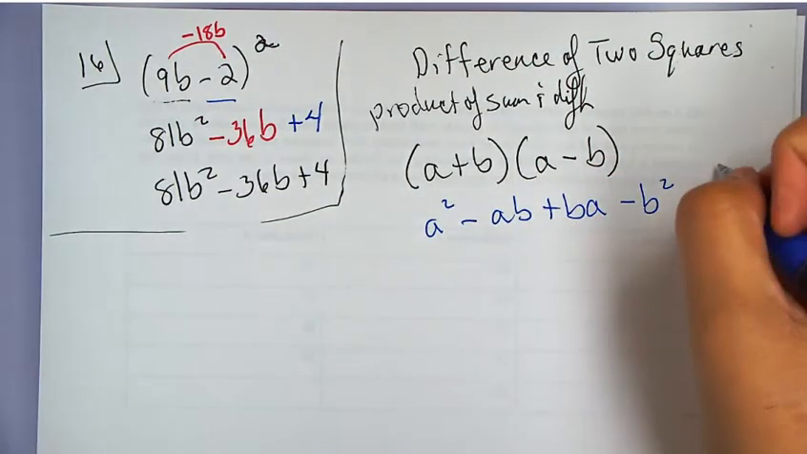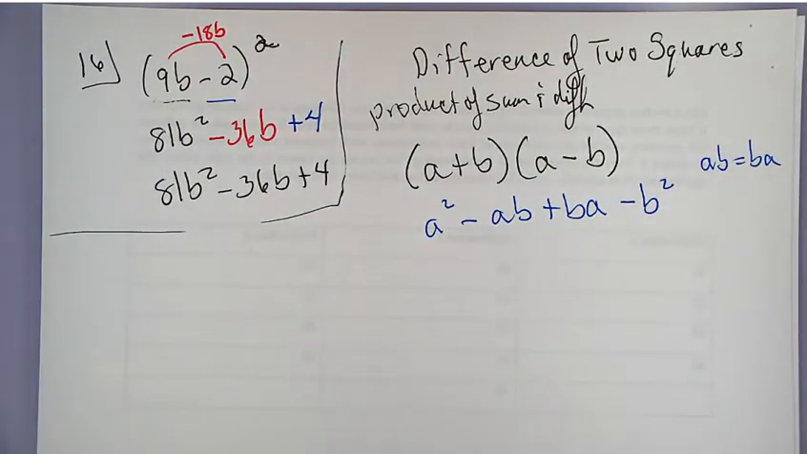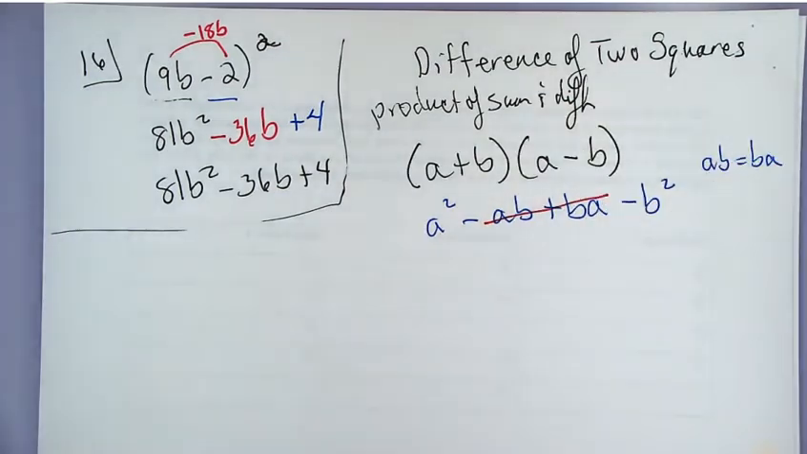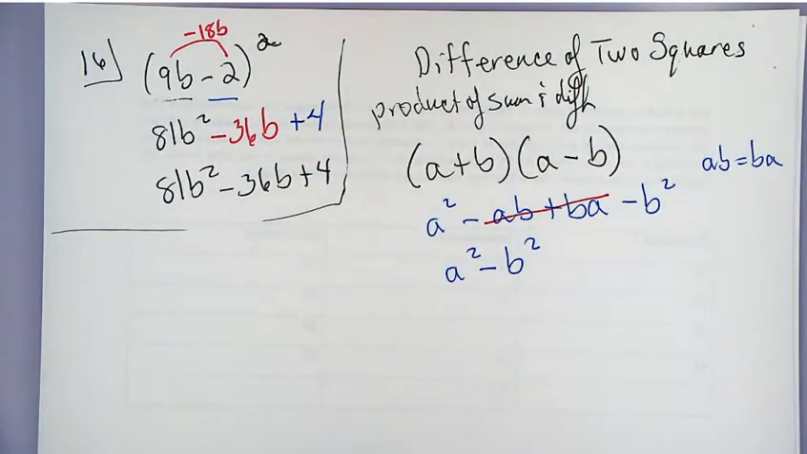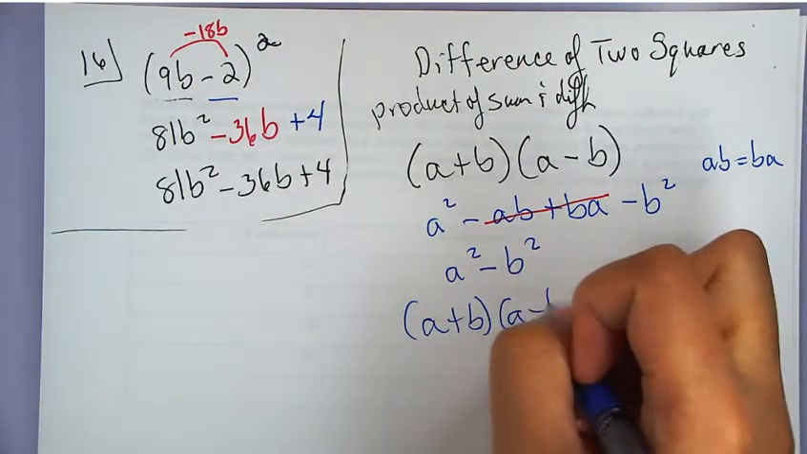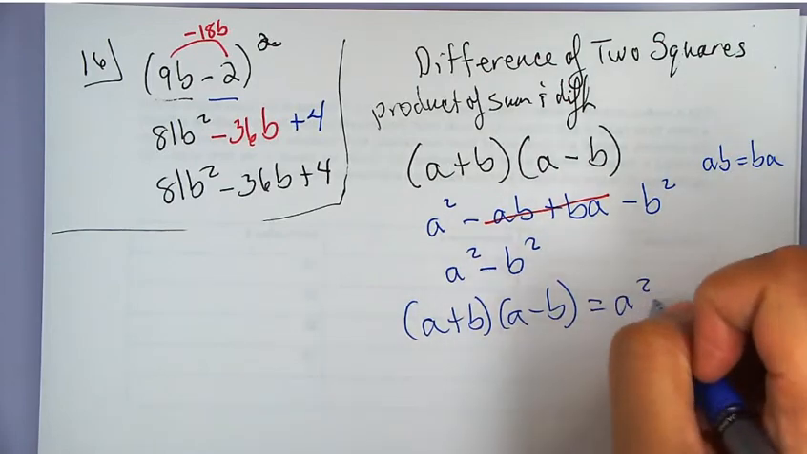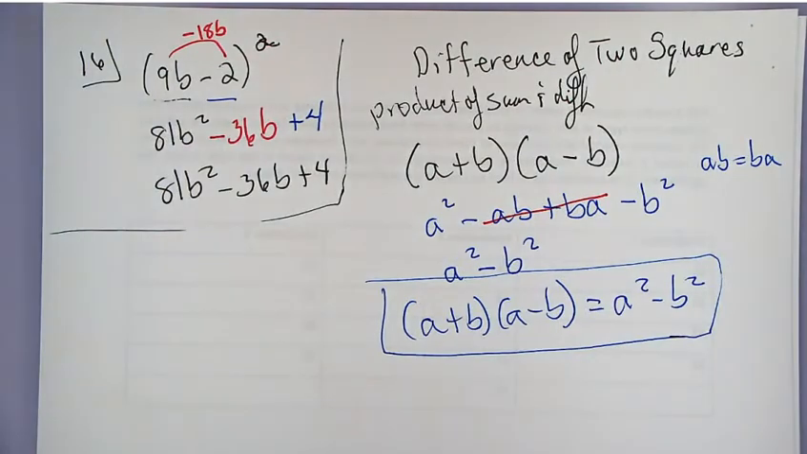But we know that ab is the same as ba. So what happens to the two in the middle? Don't they just cancel out? Because a negative ab plus a positive ab is just no ab's. So we're left with a squared minus b squared. So essentially our formula for the difference of two squares is a plus b times a minus b is equal to a squared minus b squared. This is the second formula you should know by heart. I gave you the first formula, the perfect square trinomial, or the square of a binomial. And then this is the difference of two squares.